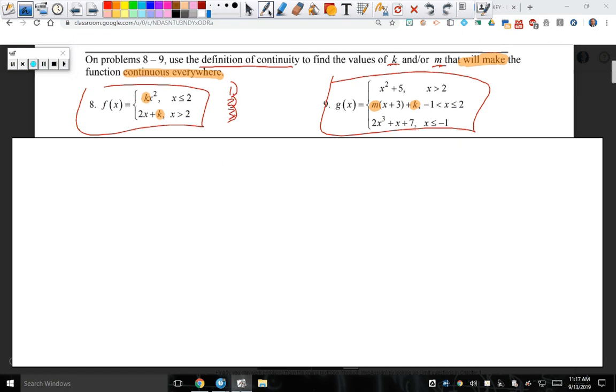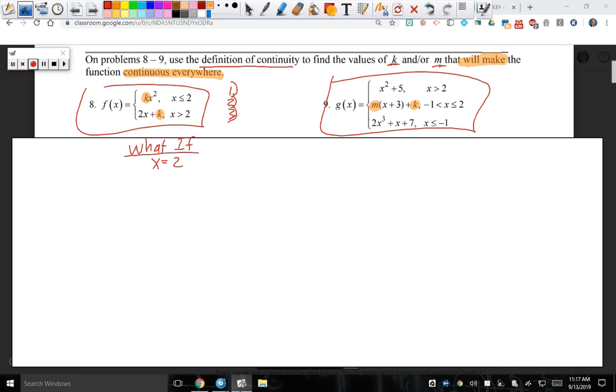So you have piecewise functions that, depending on what those values are, it can be continuous. And there's a lot going on with these problems. Okay? Here we go. Let's go to number 8. The way I would want you to start is all about that what if moment. What if x equaled 2?